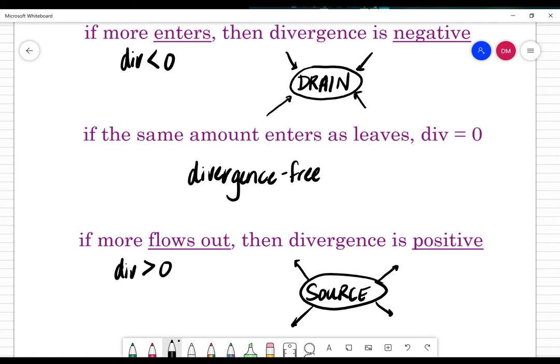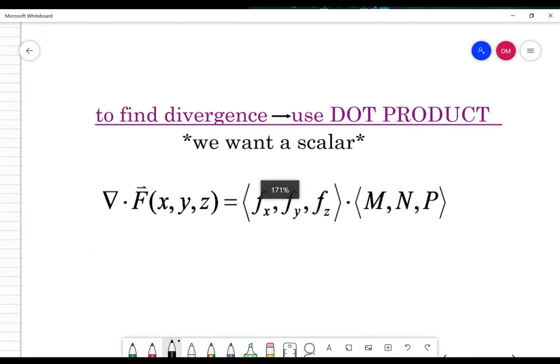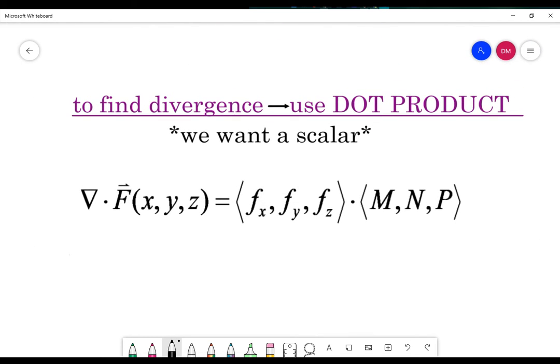So how do we find divergence? Well, I told you up front, this has to do with dot product or cross product. And in fact, when we're finding divergence, we are using dot product, which makes sense because we want a scalar answer. So this really comes from the dot product, and we call this a specific operator, del dot. It's because this del here represents the gradient. So we call this del dot because we are dotting that with our vector field F.